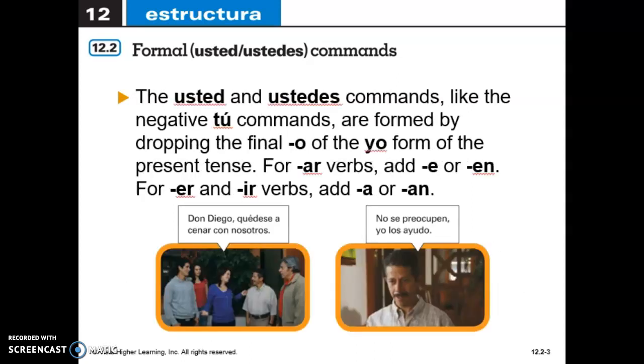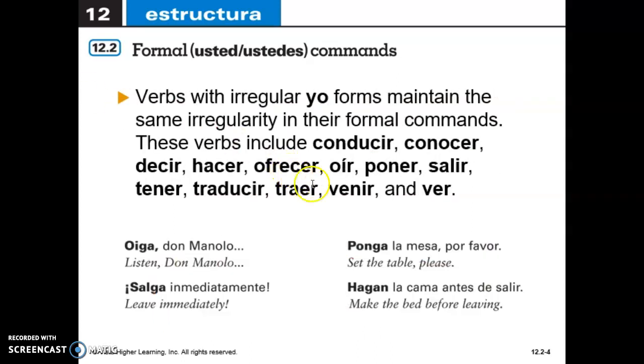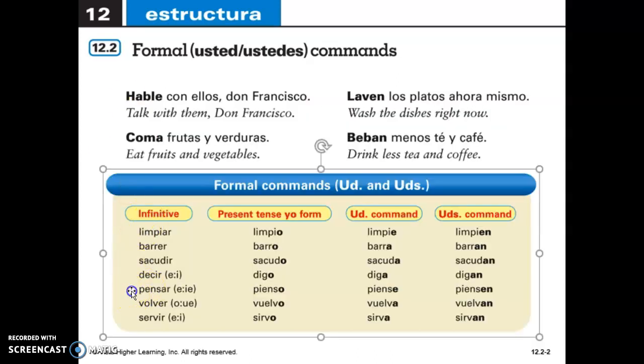Now, as always, we have irregularities, okay? So if we are talking about your verbs that were irregular at some point of the conjugation, whenever we have talked about irregular verbs, they are going to keep that same irregularity with the commands, okay? So I was telling you about the stem changing verbs over here that keep that stem change over here. So this is going to be the same.